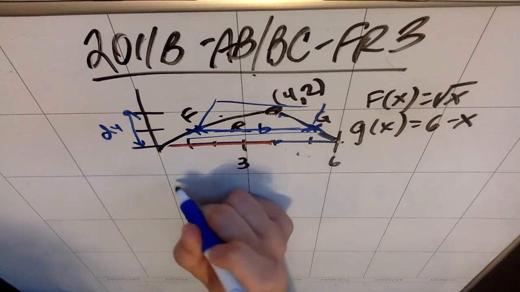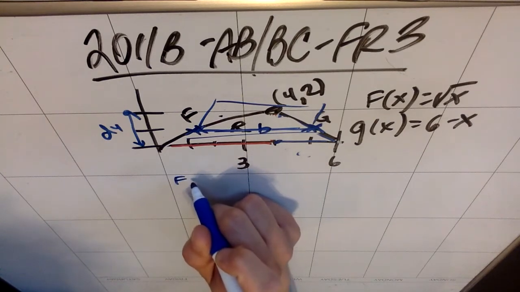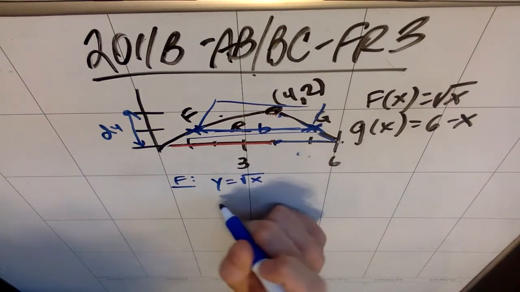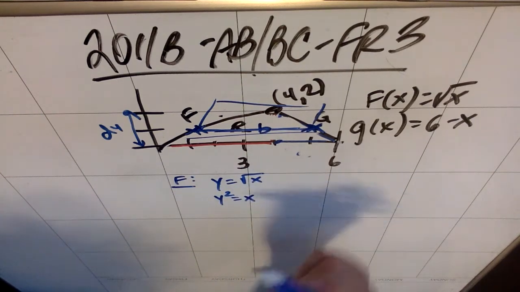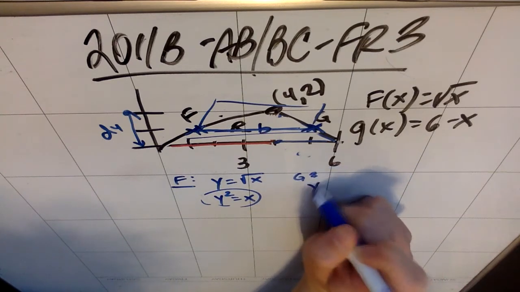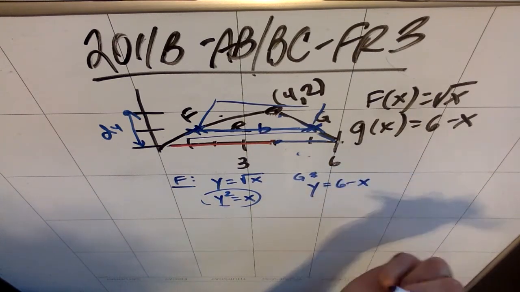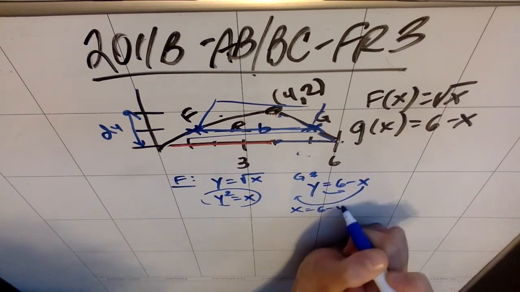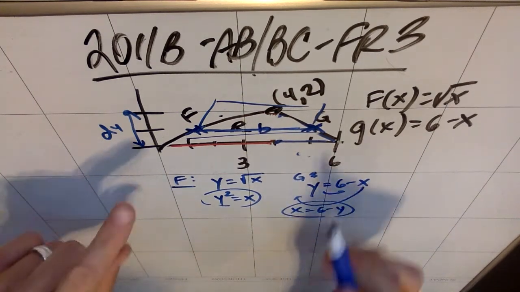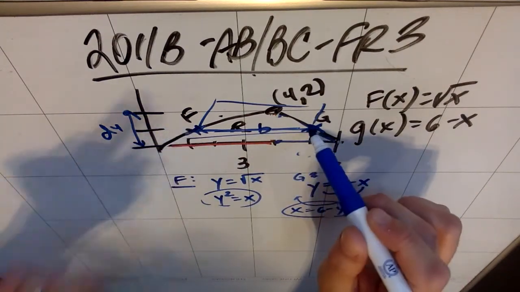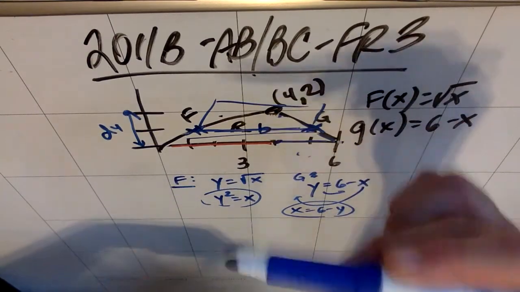So the f curve is the curve y equals root x. If I solve for x, I'm going to get y squared equals x. Great. The g curve is y equals 6 minus x. If I add the x over and subtract the y, I'm going to get that x is 6 minus y. So the length of this base is right minus left, just like when we do a vertical length, it's top minus bottom.